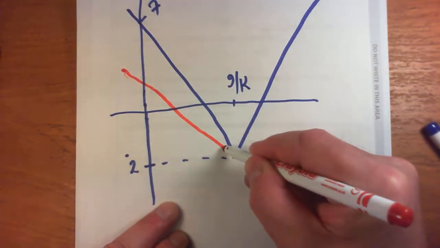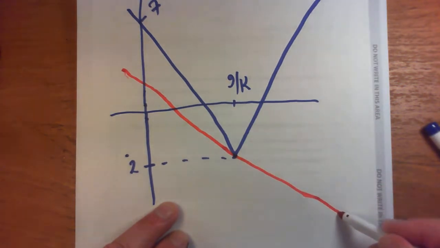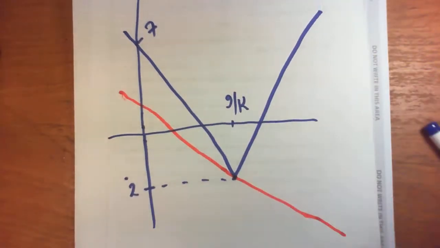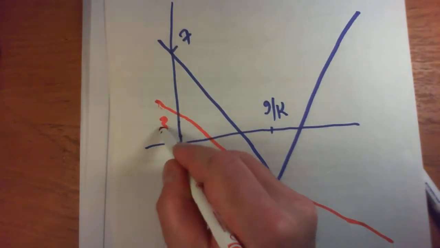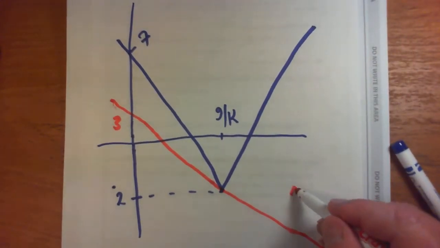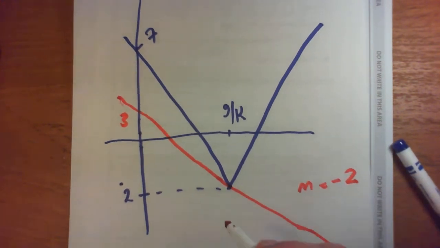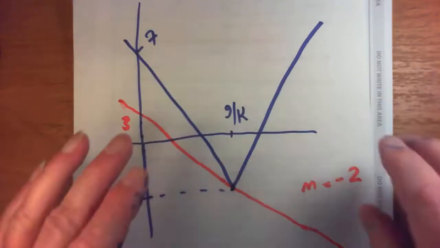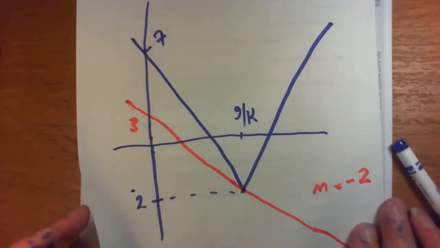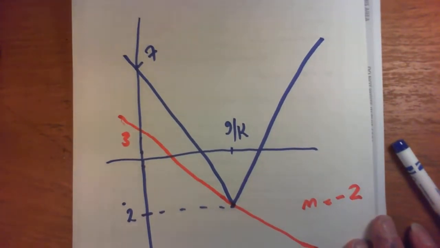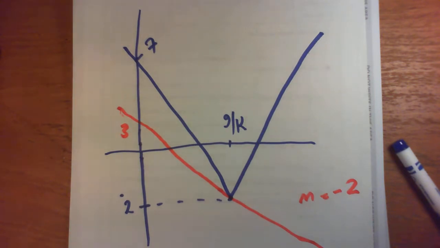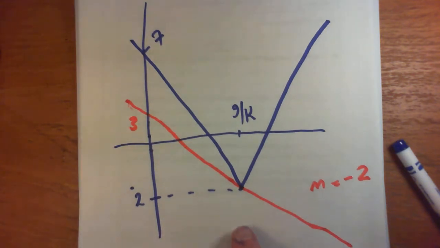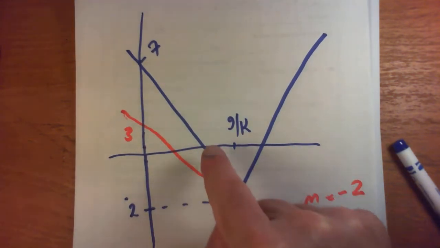If I send it through the point there, that's going to be 3, and the gradient is minus 2 of this line here. So that line is fixed. This line here is going to vary as you find the values of k. And what the question is asking you is to find the range of values of k such that this line will cross this line in two separate places.